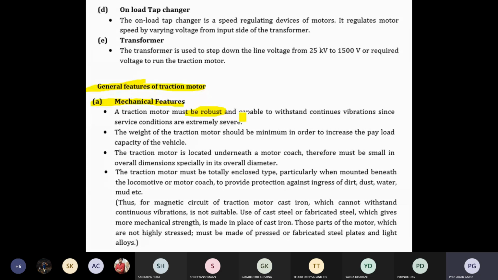That's why you have to think about what type of motor needs to be chosen. First it should be robust. Robust means it should not be adaptable; all the time it will be fixed. It should be capable of withstanding continuous vibrations, since the service conditions are extremely severe. So it should withstand the vibrations.